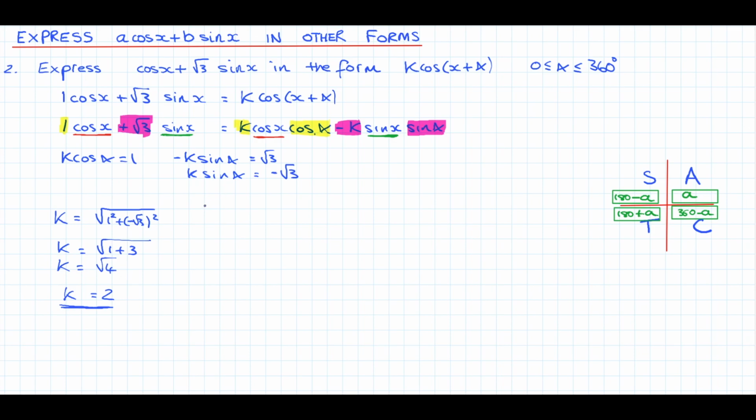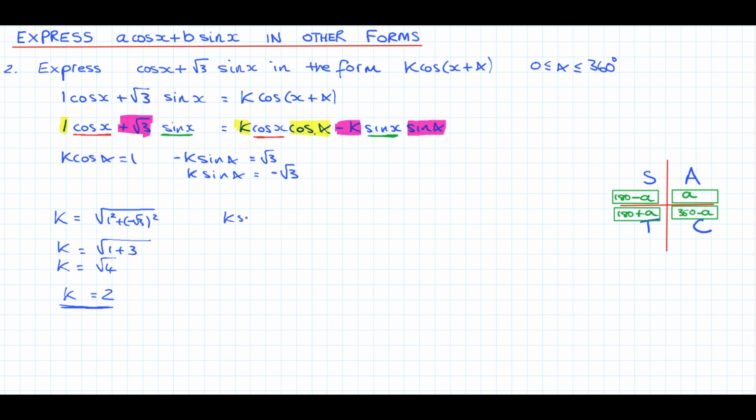What I want to do is find k. So it's exactly the same. K is equal to the square root of 1 squared plus -root 3 squared. K is equal to 1 plus 3. K is equal to the square root of 4. K is equal to 2. And we've found that. The next thing we want to find, as in all the others, is alpha.